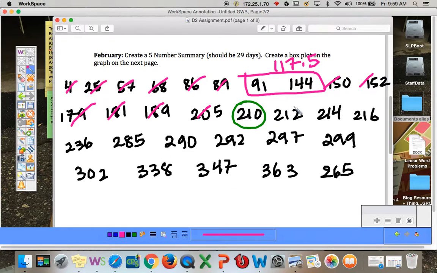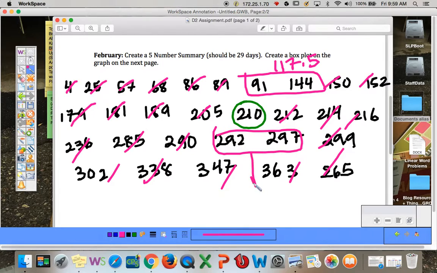And do the same thing here. You're going to cross off until you find the middle of these two, and I believe that was 294.5, if I did it right. So we have our 5-number summary. I'm going to write it down, and then let's do a box and whisker plot for each.